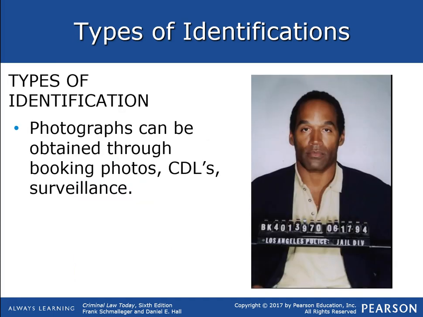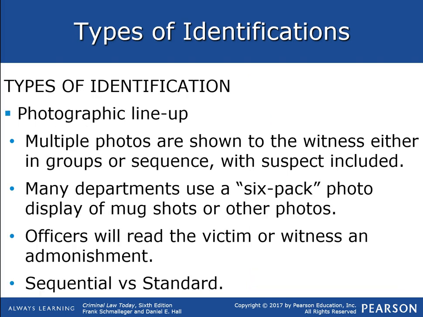Photos can also be obtained through computerized booking photos, California driver's license data banks, or surveillance. And I just threw up OJ's photo in there because this was a booking photo for him, but we can use these photos as well. So for a photo lineup, again, multiple photos, typically 6, are shown to the witness or the victim in groups or in sequence with the suspect included. And I'll talk about the difference on group or sequence in just a minute.